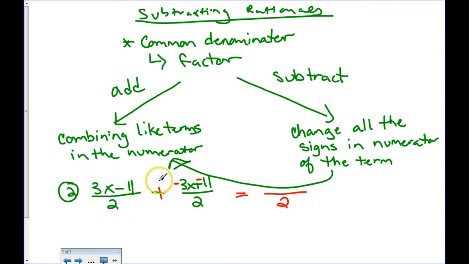So 3x minus 3x, what happens to those? Yep, they cancel out. It becomes a 0. Negative 11 plus a negative 11 is negative 22, which becomes a negative 11.